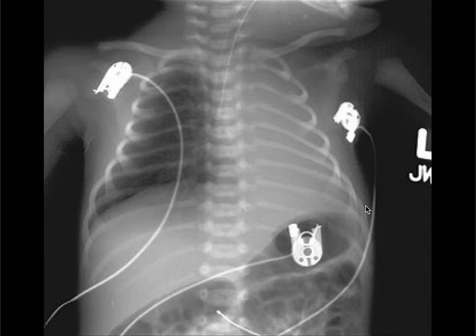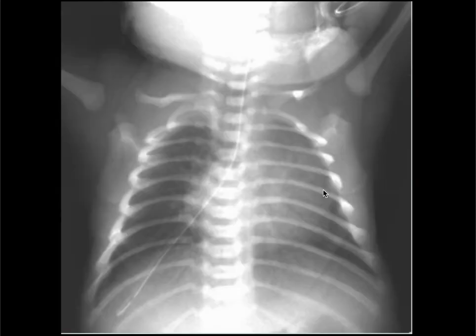Here's an example of a malpositioned line. It's the endotracheal tube in the right mainstem bronchus. You'll see right lung overinflation and left lung atelectatic collapse. Here's a nasogastric tube that was placed in the lung.